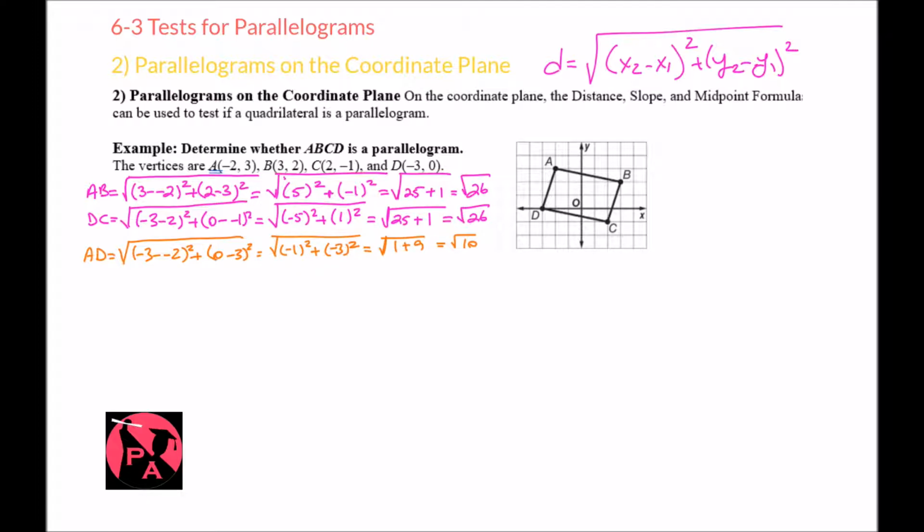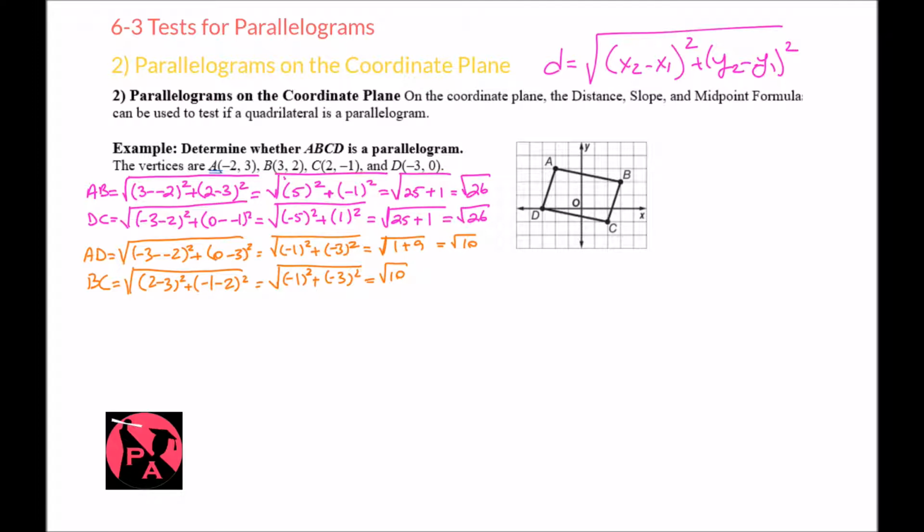Now let's compare this to side BC. x1, y1 here. These two numbers are going to be x2 and y2. So let's subtract them. (2 minus 3) squared plus (negative 1 minus 2) squared. So the first one is negative 1 squared plus negative 3 squared. As you see, everything is the same. So the answer is going to be the same. It's going to be radical 10.